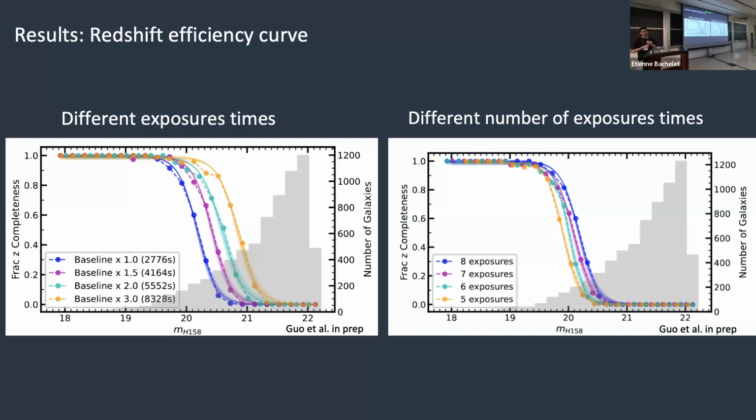Because we know that given the current dithering pattern that we have for Roman, not all the galaxies will have all the exposures that we expect. Some galaxies will have a smaller number of exposures. So we also explored that in our project.